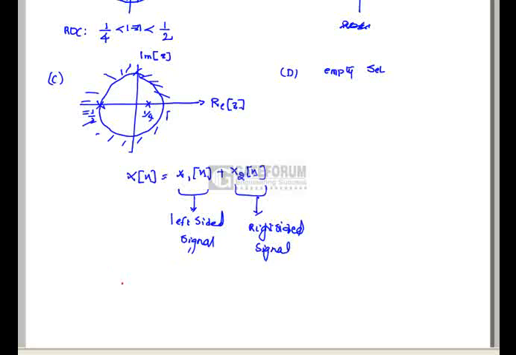Means here the ROC of x1 of z is mod z less than half, whereas the ROC associated with x2 of z is mod z greater than 1 by 4. Hence option A is correct.